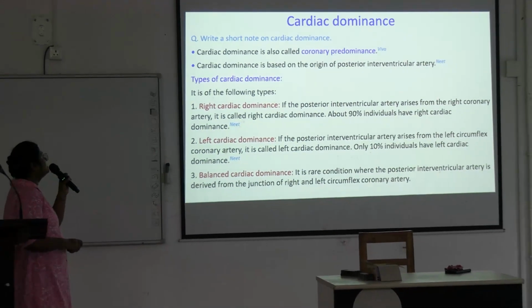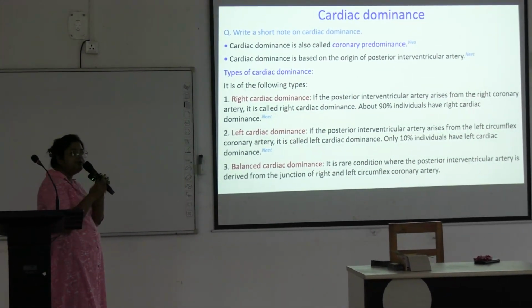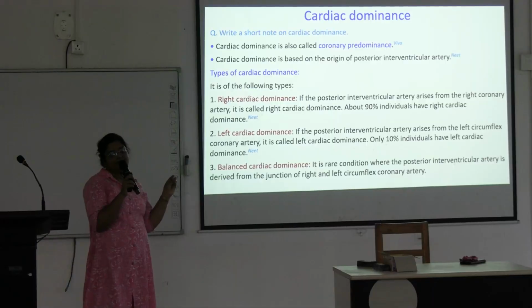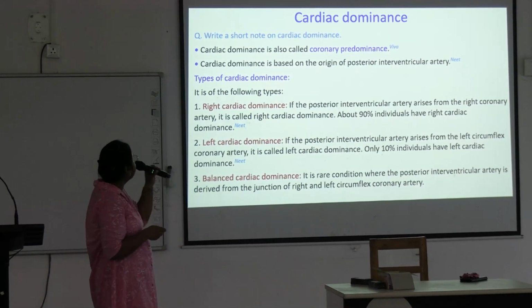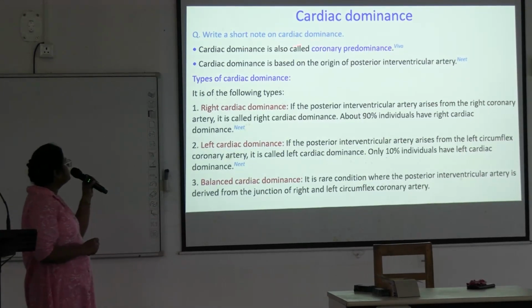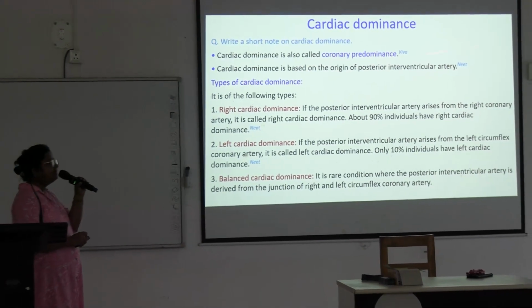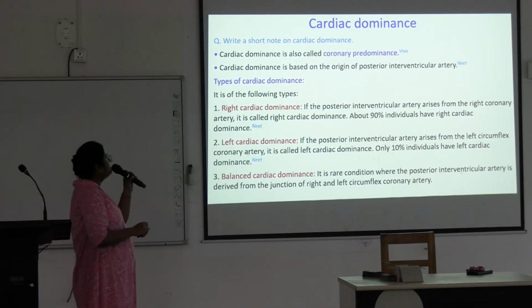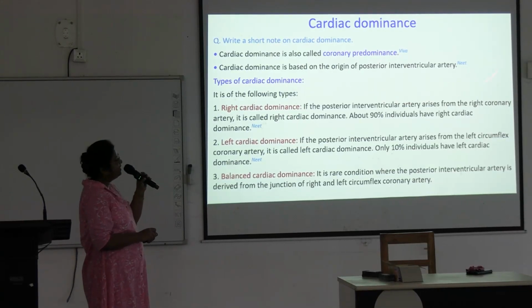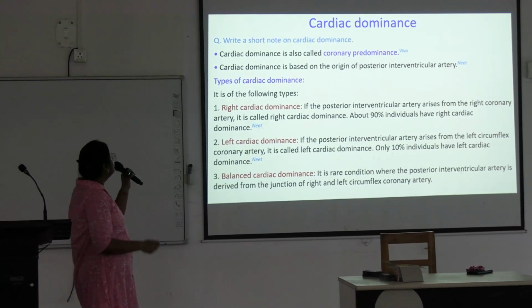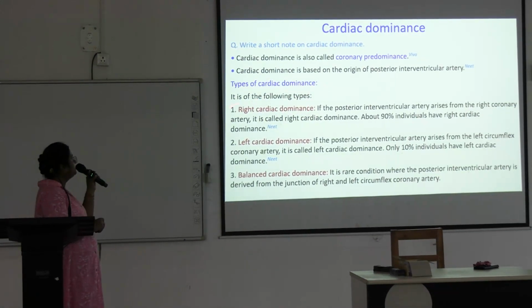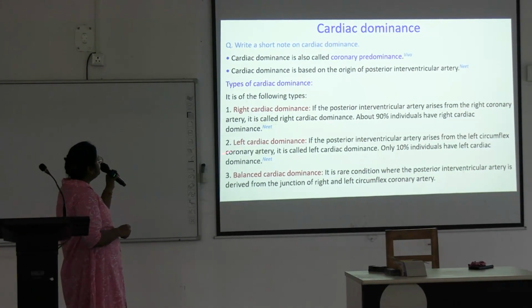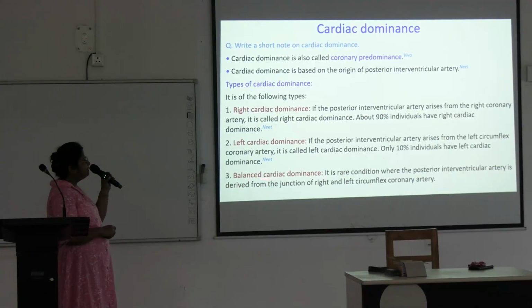Next we discuss cardiac dominance. Very frequently asked in your viva during viscera table. What is cardiac dominance? Cardiac dominance is also called coronary predominance. It is based on the origin of the posterior interventricular artery. These are the three types of cardiac dominance: right cardiac dominance, left cardiac dominance, and balanced cardiac dominance or co-dominance.